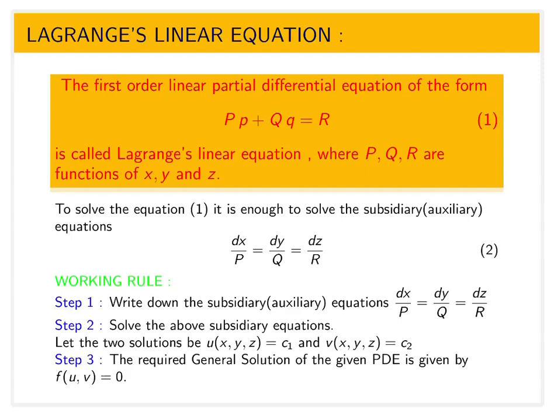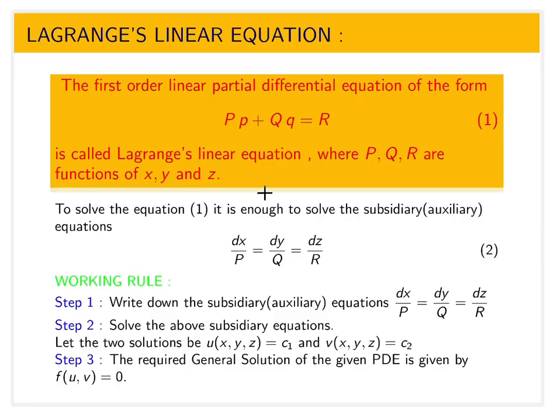Now we go to the Lagrange linear equations. The first order linear partial differential equation is of the form capital P small p plus capital Q small q equal to R. Suppose the given partial differential equation is of this form, then we call that equation a Lagrange linear equation. Here capital P, capital Q, capital R are functions of x, y and z.